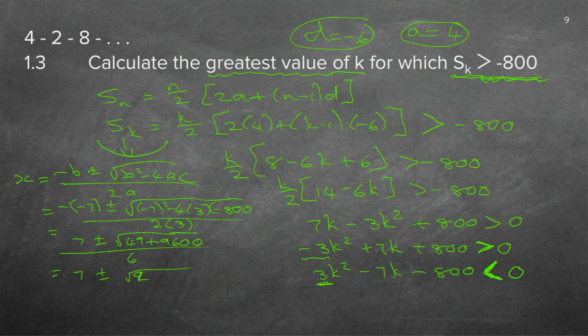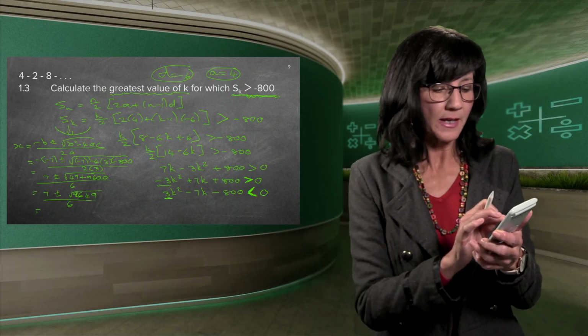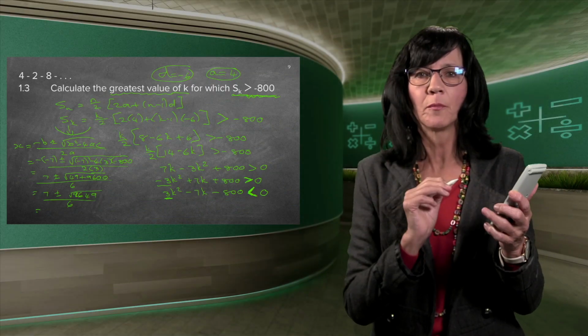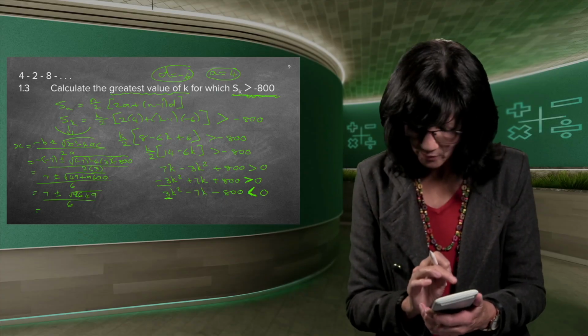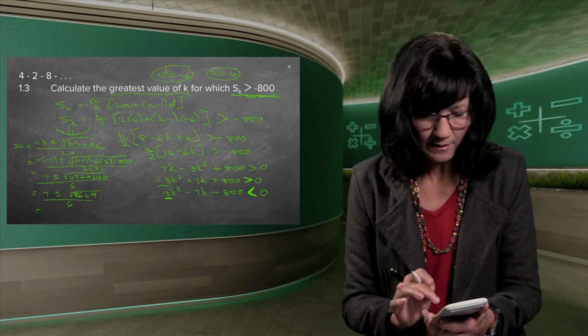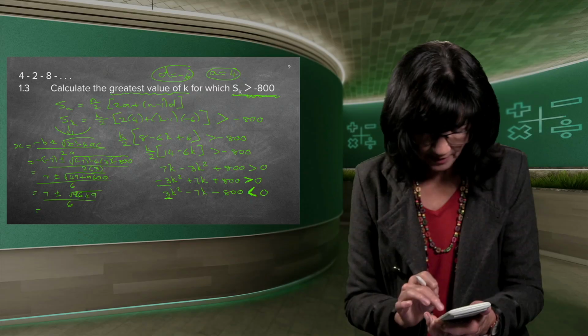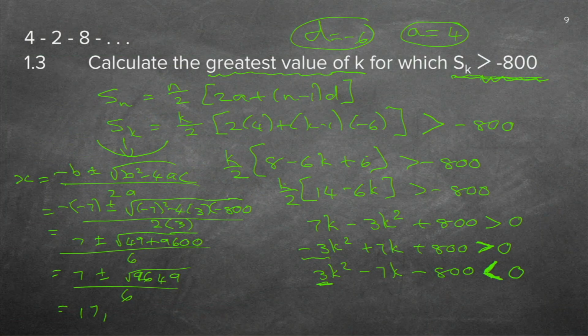Let's start with the 9649 all over 6. So if I now grab my calculator, you know that there's a button that says fraction, a little block over a little block. So you press that and you say 7 plus square root of 9649. And then you go to the bottom and you divide it by 6 equals. And that gives me 17,5. I'm just going to round it off to 17. That is actually my K.